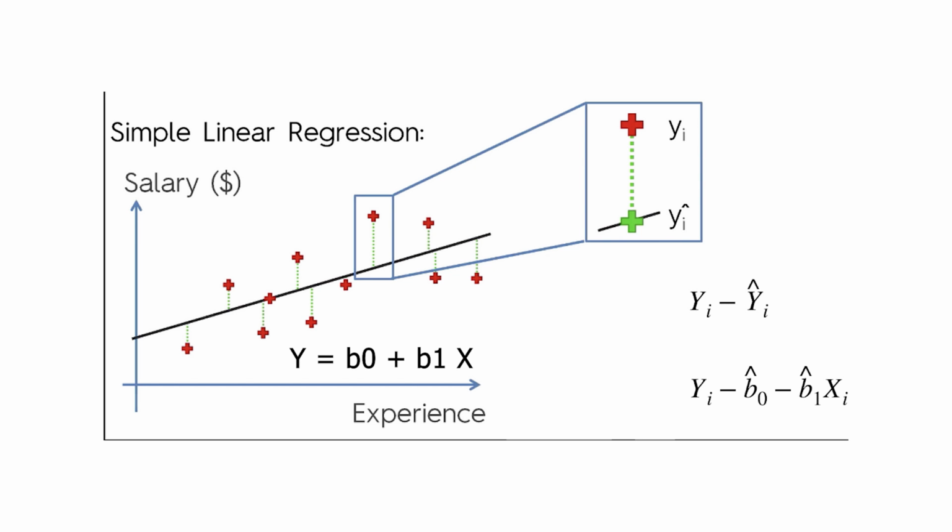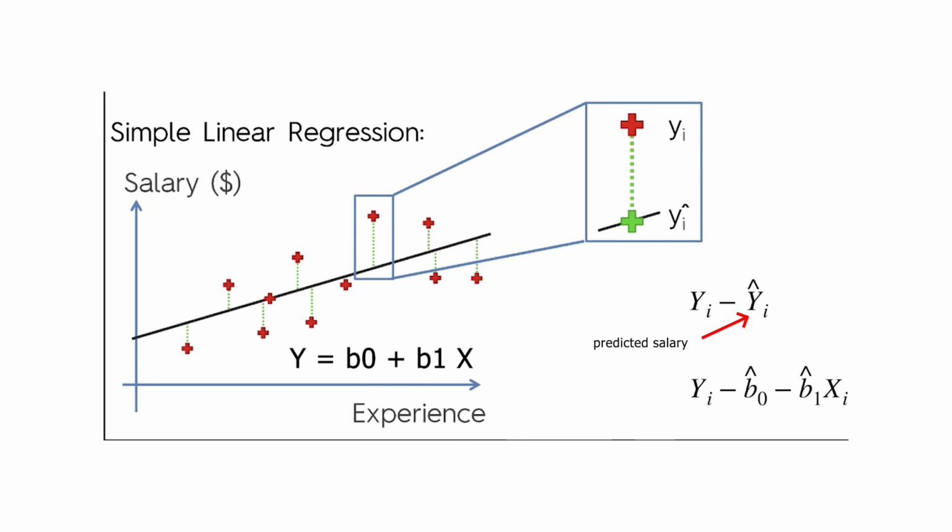We could simply subtract the true value of y of a data point from the predicted value of y, which is the y value of the line at the same value of x for that data point. In this case, y is the salary of a person, either actually measured by the data point or predicted by the regression line, and x is the experience of a person, for example, in years.